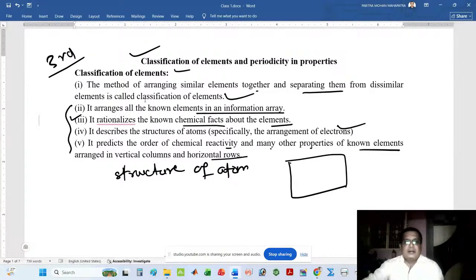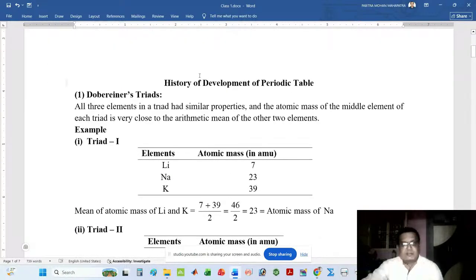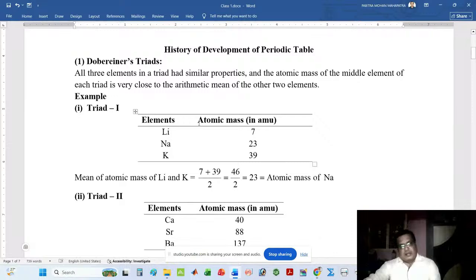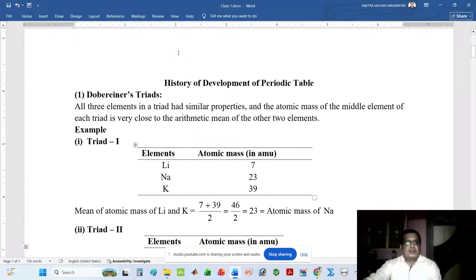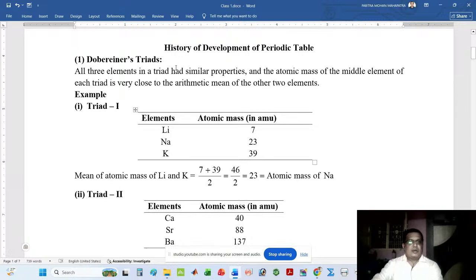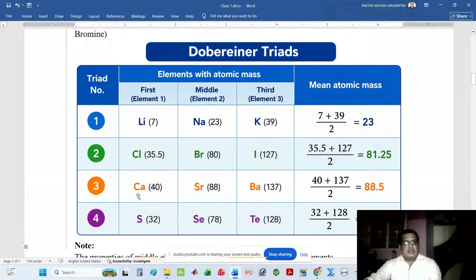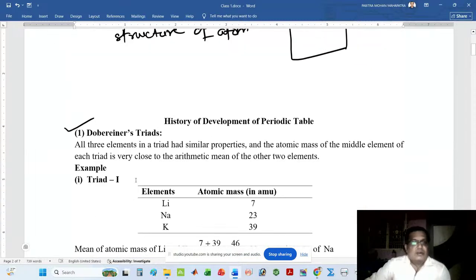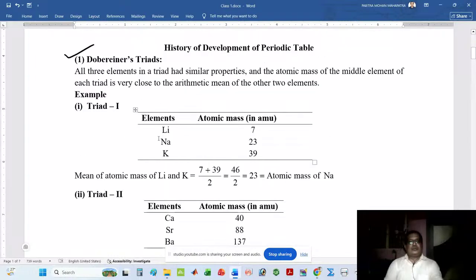There are different periodic tables already discovered by different scientists. So let's move to the history of development of the periodic table. This is said to be one periodic table, that is your Dobereiner triads. Look at that. This is your Dobereiner triads. What is the basic rule of the Dobereiner triads? How are the elements arranged in the Dobereiner triads?